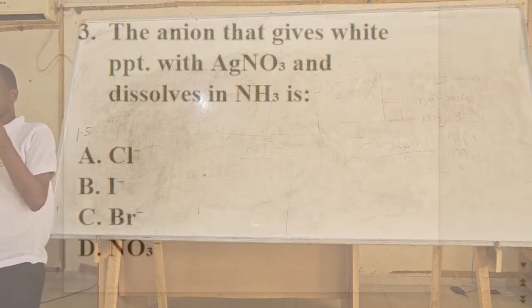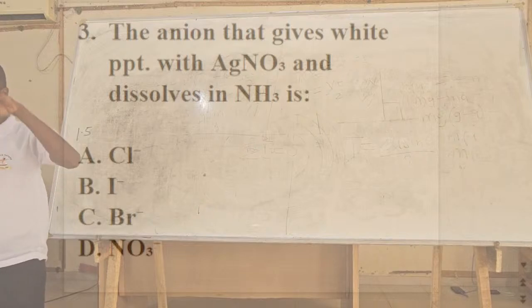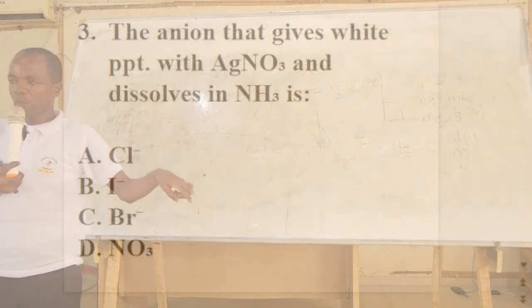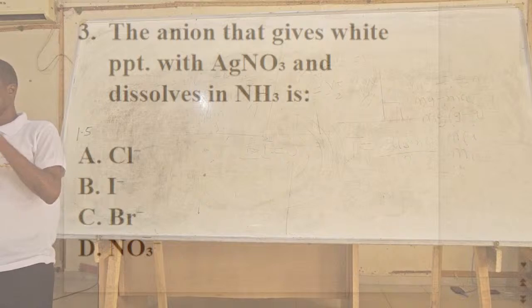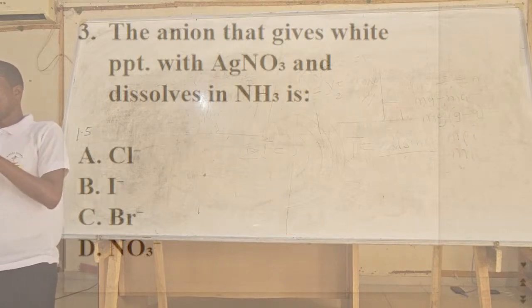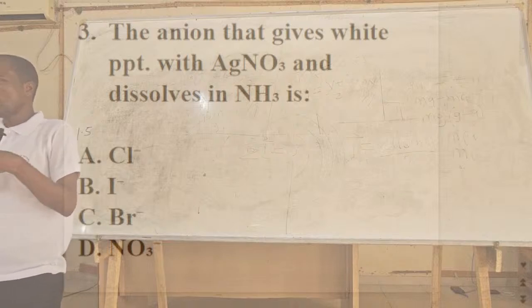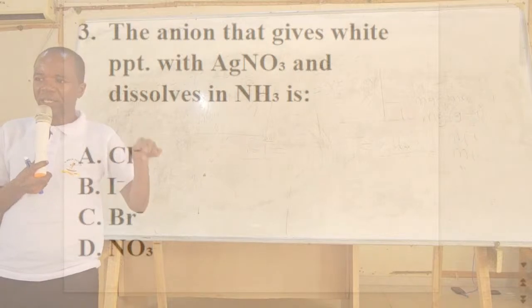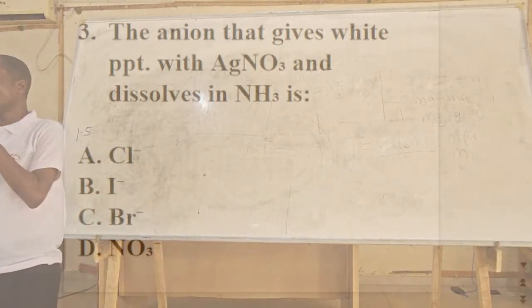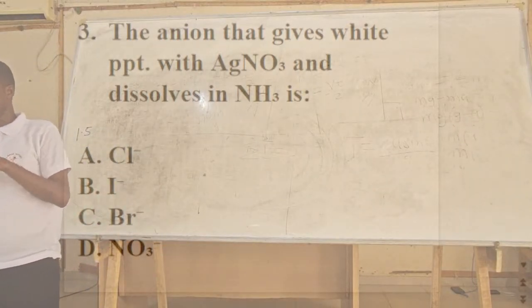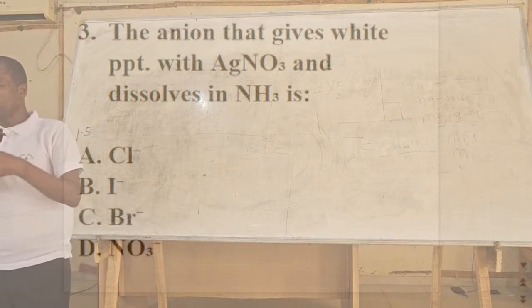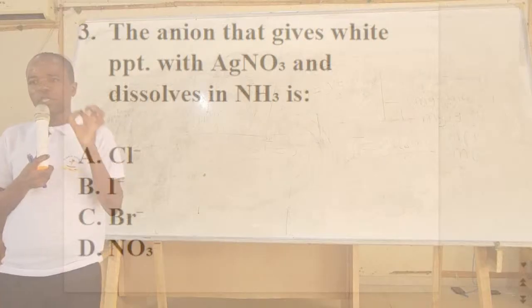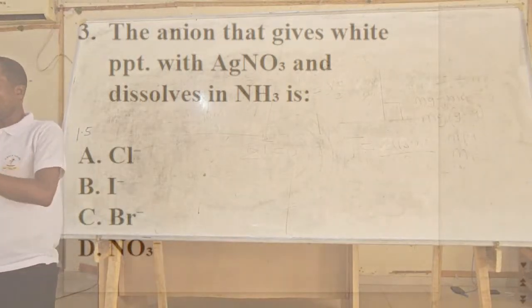So, if you want to test for chloride ion, a white precipitate will be formed and the precipitate will be soluble in excess aqueous ammonia. If you are testing for bromide ion, a slight, or maybe you should call it pale yellow precipitate will be formed, and that precipitate will also be soluble in excess aqueous ammonia. But if it is iodide ion, it's going to give a deep yellow precipitate. But this time around, that yellow precipitate will be insoluble in aqueous ammonia.